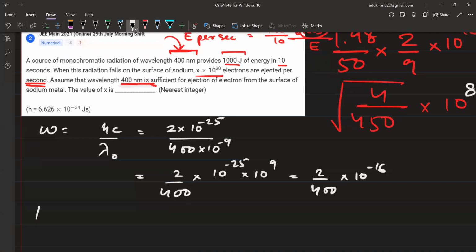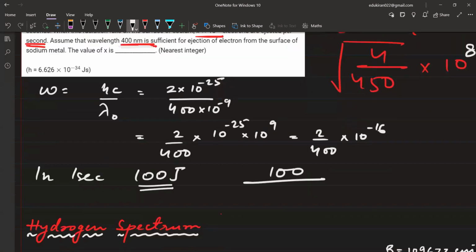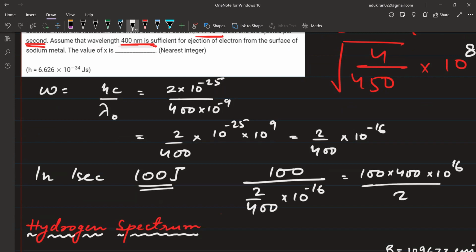और आपको in 1 second, I am getting 100 joules of energy, right? So in 100 joules of energy, कितने electrons निकल जाएंगे? 100 upon the energy required for removing one electron, which is 2 upon 400 into 10 to the power minus 16. So this will be 100 into 400 into 10 to the power plus 16 divided by 2. ये हो जाएगा आपके पास 200, right?